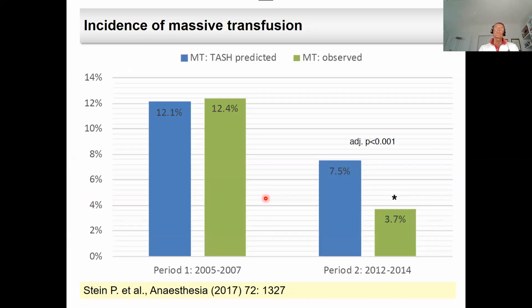Okay, and you can see here that the TASH predicted massive transfusion rate in the first period was 12%, and we observed exactly 12%. So this means at this time, we were as bad as anybody else on this planet. In the second period, due to the fact that the type of trauma changed a little bit, the expected massive transfusion rate was 7.5%. The observed was just about half, namely 3.7%. So this time we had a higher success in avoiding massive transfusions than the rest of the planet.